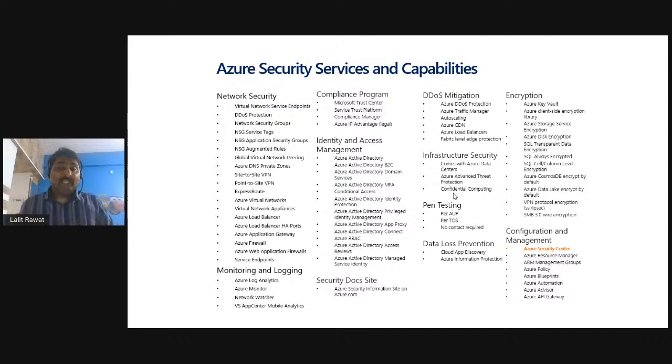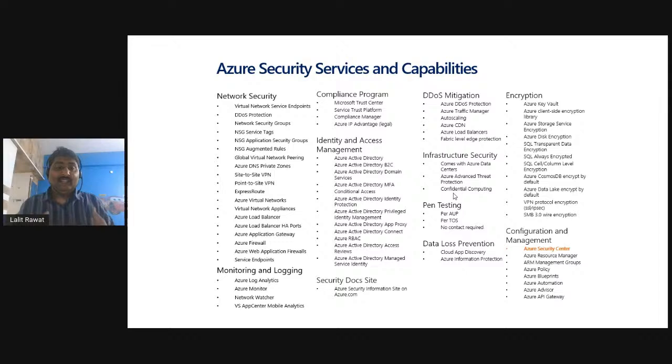Then there is a compliance program for Microsoft, the Compliance Manager, and now they have merged it with multiple things recently with this Ignite. There would be Microsoft Trust Center and the Compliance Manager. Again, it's a part of M365, Azure IP Advantage and Legal.